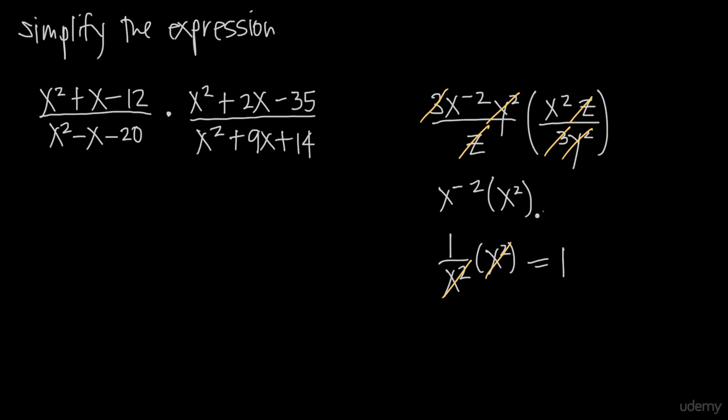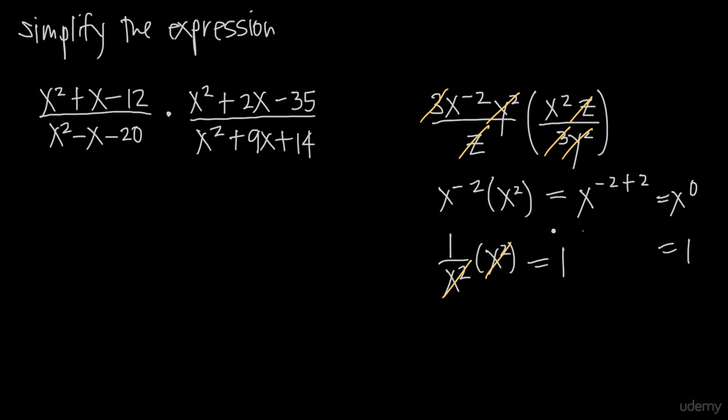The other way you could have done it here, instead of changing x to the negative 2 to 1 over x squared, is to use the exponent rule that x to the a times x to the b is equal to x to the a plus b. Then this is x to the negative 2 plus a positive 2, which gives you x to the 0, because negative 2 plus 2 is 0. And anything raised to the 0 power is 1. So you could have done it that way as well.